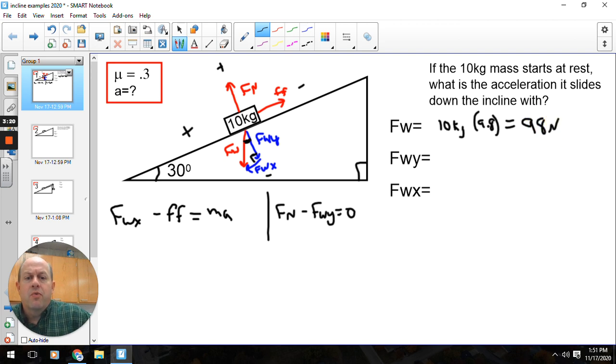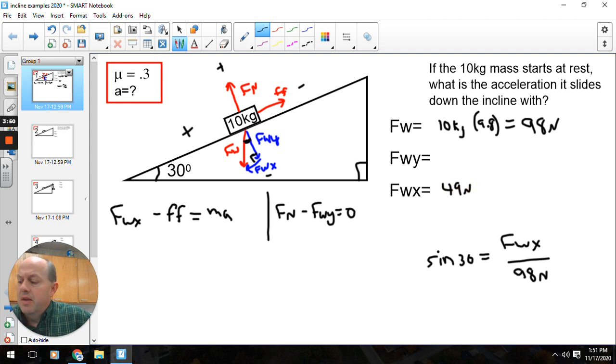Okay, for force weight x, we'll use our trig functions. So sine of 30 will be our opposite, so that's our force weight x, over our hypotenuse, which was 98. So when we solve for force weight x, we get 49 newtons.